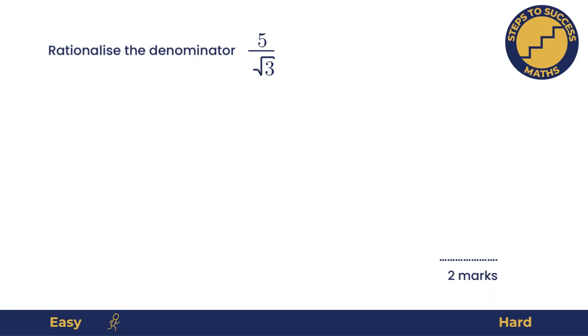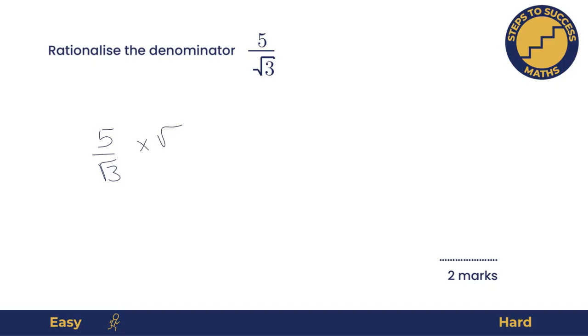Rationalise the denominator. So the first thing we need to do is multiply by something the same as 1 so that we get rid of the surd part on the bottom. Rationalise just means we don't want a surd on the bottom of our fraction. So we're going to multiply by root 3 over root 3. That's the same as saying we're multiplying by 1.